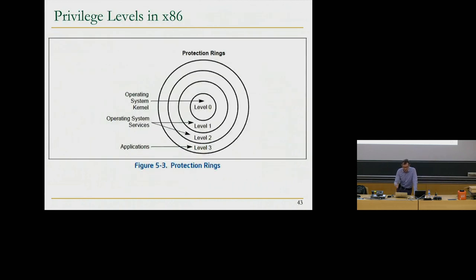Okay, so these are the privilege levels in x86, right? The operating system has the highest privilege. And then after that, there are different service levels by the operating system. And then applications actually have the lowest privilege. These are called rings in x86, yes?